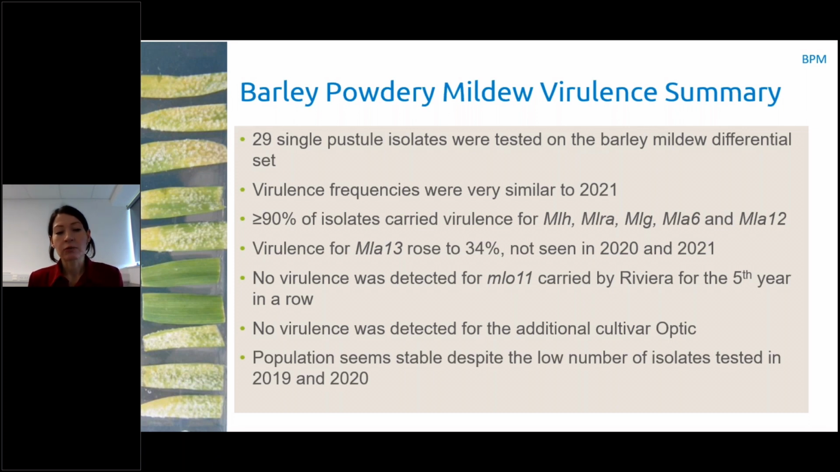And looking at these results and comparing them with previous years, the population does seem fairly stable at the moment, despite the low number of isolates tested, especially in 2019 and 2020.